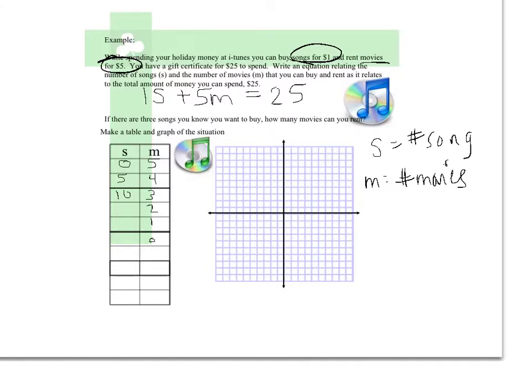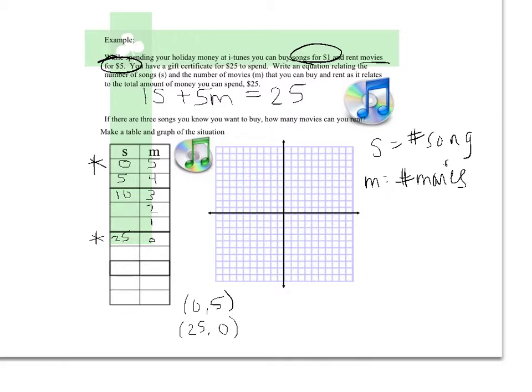2, 1, 0. The two big important points are going to be this 0 for songs and the 0 for movies. We'd need 25 songs to reach $25. The reason these are important is because these will be your so-called x and y intercepts. We're going to have a point where the songs are 0 and the movies are 5, or where the songs are 25 and the movies are 0. These would be my two intercepts on my graph.